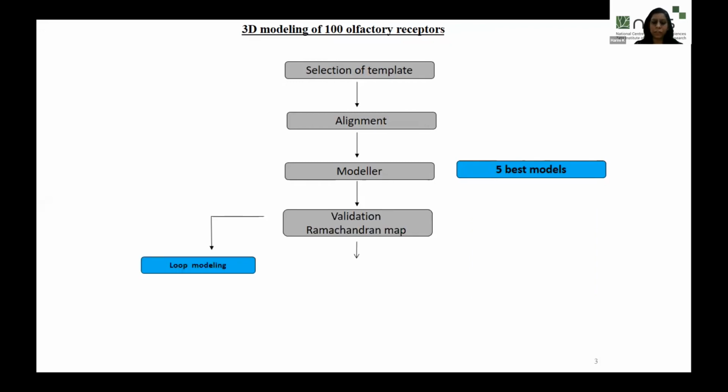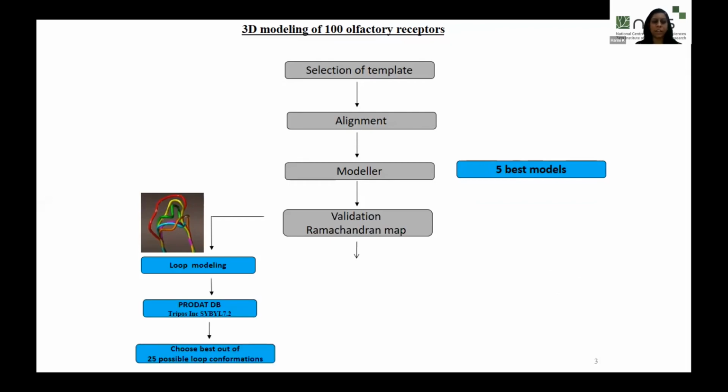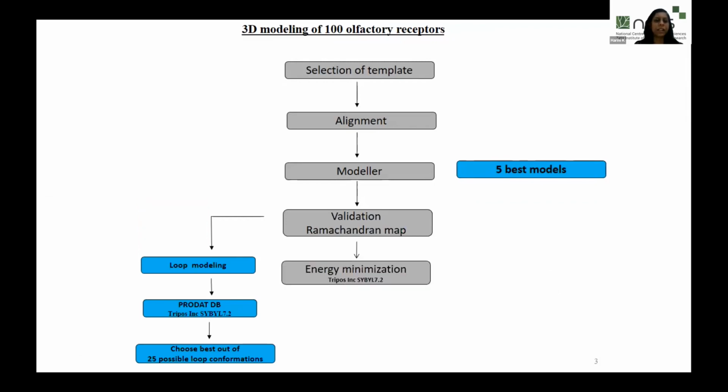We also perform loop modeling for each model because, as I mentioned, olfactory receptors contain 3 intracellular and 3 extracellular loops, and each of these loop conformations is very important for the function of the protein. So we used Modeler again for performing loop modeling for each of these models, energy minimized the best conformation, and selected the least energy structure. The complete structure with the transmembrane helices and the loops was then energy minimized, and the final model was obtained, and this model was used for further studies.